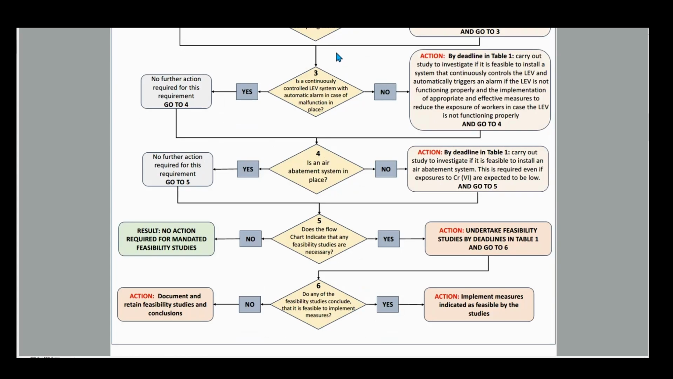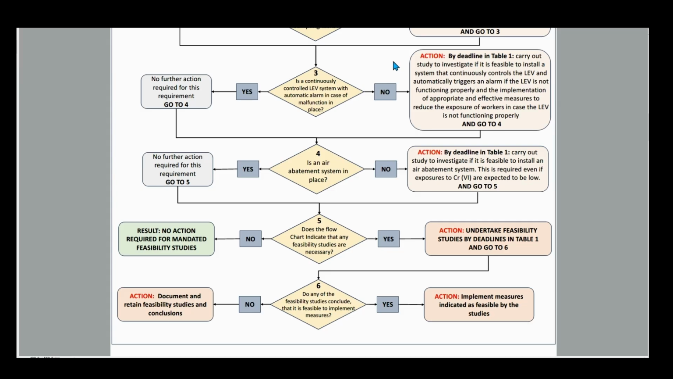The next measure leads to the question, is a continuously controlled LEV system with automatic alarm in case of malfunction in place? In case your answer is yes, you can proceed to measure 4. If your answer is no, further action is required from you. In a study, you must investigate if it is feasible to install a system that continuously controls the LEV and automatically triggers an alarm if the LEV is not functioning properly, and the implementation of appropriate and effective measures to reduce the exposure of workers in case the LEV is not functioning properly.